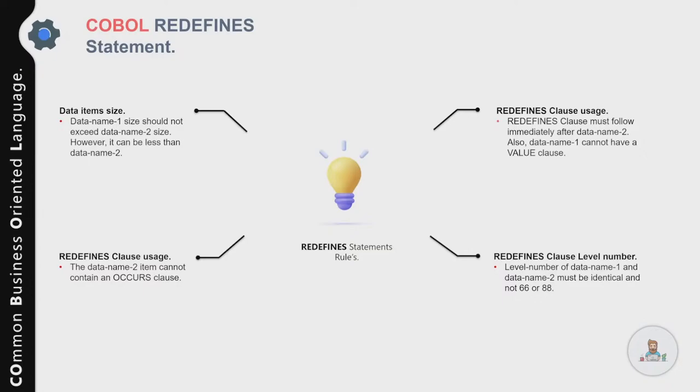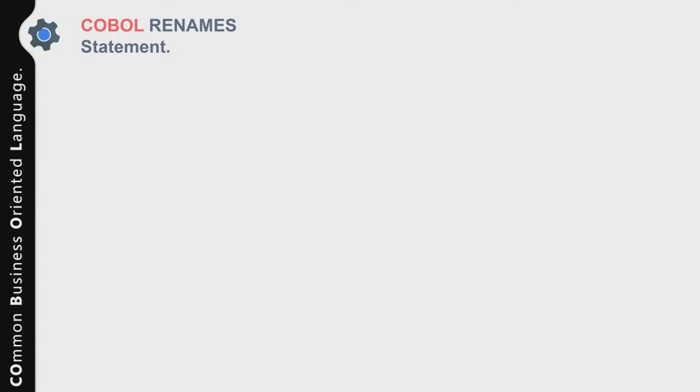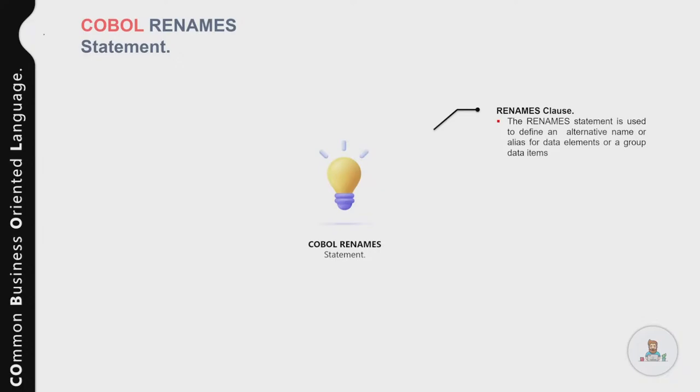Now let's talk about the rename statement and how you can use that in your COBOL program. By definition, the rename statement is used to define an alternative name or alias for data items or a group of data items. The rename clause is also used to regroup several elementary data items into a record so that they can belong to the original as well as to the newly defined group.